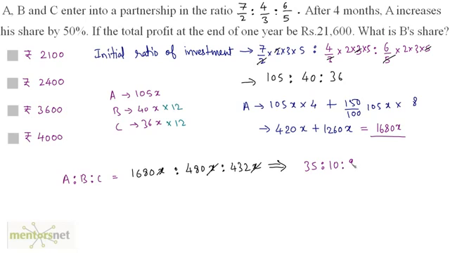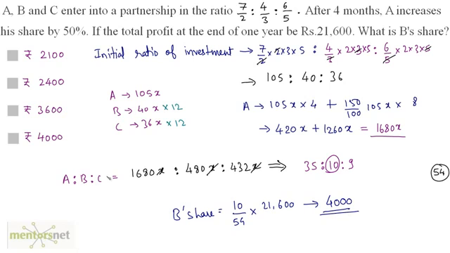X gets cancelled out, and when you simplify this, you'll get 35 is to 10 is to 9. So the total parts are 35 plus 10 plus 9, which is equal to 54 parts, right? So we want B's share. B's share is 10 out of 54 of 21,600. So B's share is equal to 10 by 54 times 21,600, and that will be equal to 4,000 if solved. So the answer is option D.